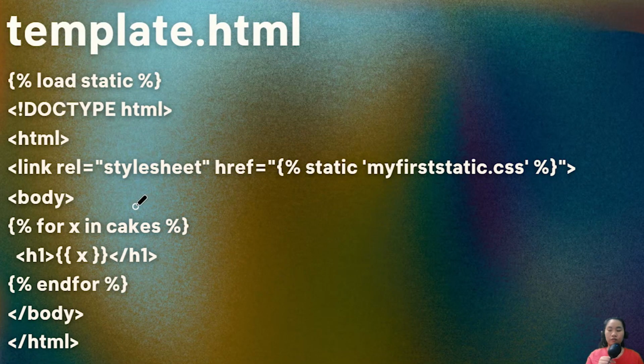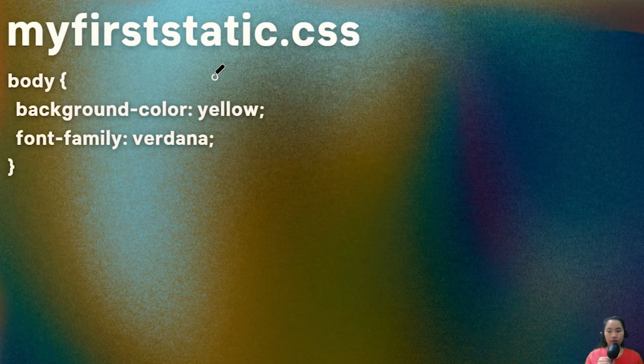For X and cakes, just an example in demonstration, I might change it a little bit. I might use the member model, and we have H1, X, and 4. We're going to display all of X, okay? So let's say we use the member model. We're going to have the first name, last name, blah, blah, blah. And we're going to have background color yellow, font family Verdana applied to X.